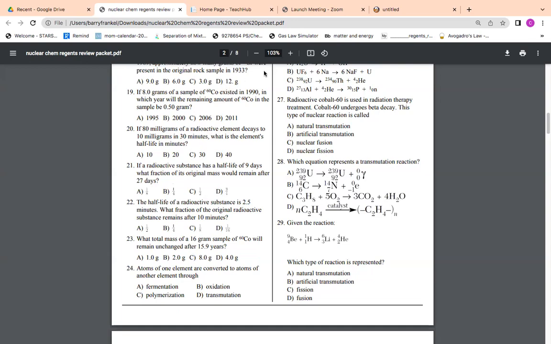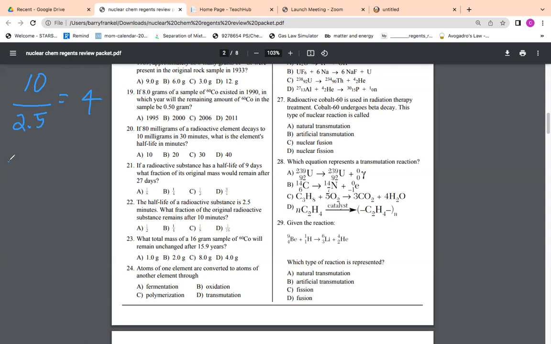So we'll just continue. Anyways, the next one: the half-life of a radioactive substance is 2.5 minutes. What fraction of the original radioactive substance remains after 10 minutes? So again, we need to figure out how many half-life periods we are going through. 10 minutes have passed, and each half-life is 2.5 minutes long. This means that we have gone through 4 half-life periods. So again, this is similar to what we did before.